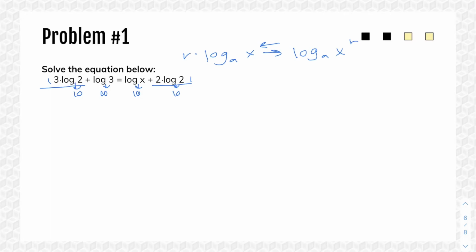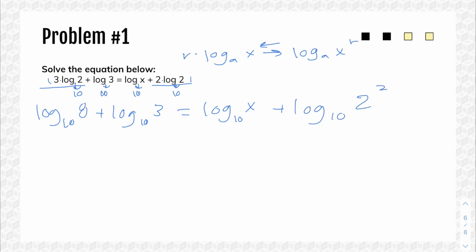3 times log base 10 of 2 will become log base 10 of 2 to the power of 3. That will become log base 10 of 8 plus log base 10 of 3. That will equal log base 10 of x plus log base 10 of 2 to the power of 2, which is simply known as log base 10 of 4.